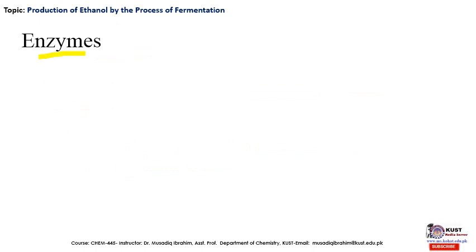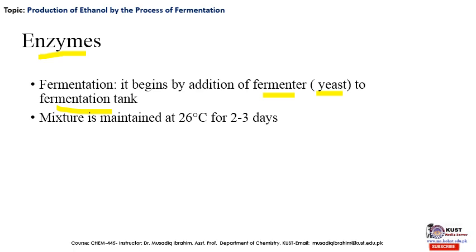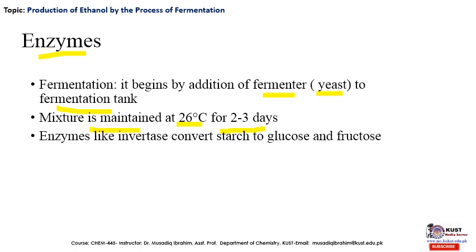Now, the role of enzymes is very important in the process of ethanol production via fermentation. The process of fermentation starts as soon as the fermenter in the form of yeast is added to the fermentation tank. Now, the mixture is maintained at 26 centigrade for 2 to 3 days, and enzymes like invertase convert the starch molecules to glucose and fructose, which are the monosaccharides.